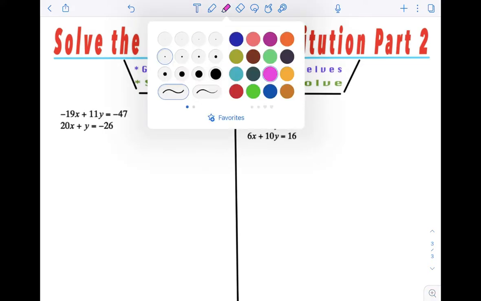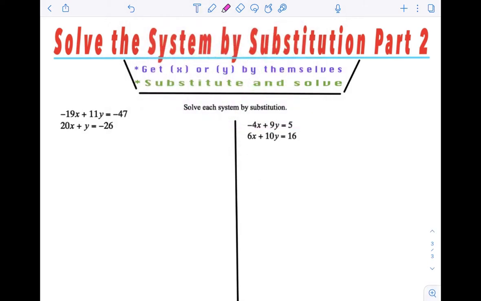Okay, everyone, here we are on this new set of notes. So make sure that you have your paper and pencil out, ready to copy and take down some good notes so we can learn this lesson. All right? So first thing we do is we identify the name of this lesson. And this lesson is called Solve the System by Substitution Part 2.